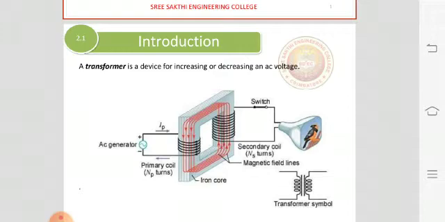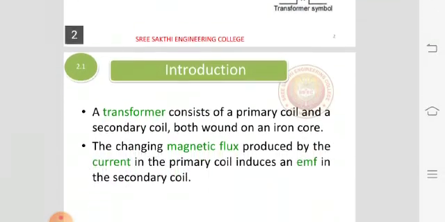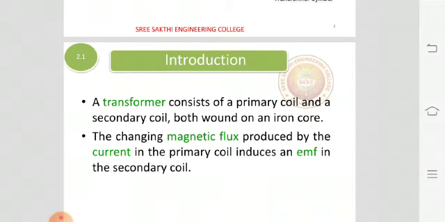Here we are having primary winding and secondary winding. The primary winding is given to the AC generator and secondary winding is given to the CRO. What is CRO? Cathode ray tube. So primary winding is less and secondary winding is high, so we can say it is a step up transformer. If the primary winding is more than the secondary winding, we call it a step down, otherwise it is a step up transformer. A transformer consists of primary coil and a secondary coil, both wound on an iron core.